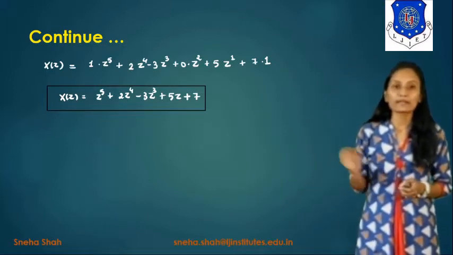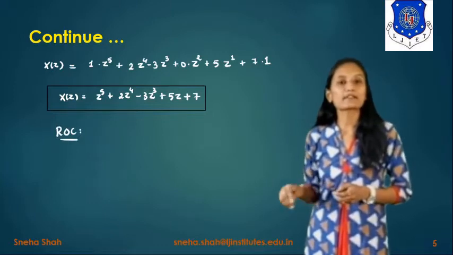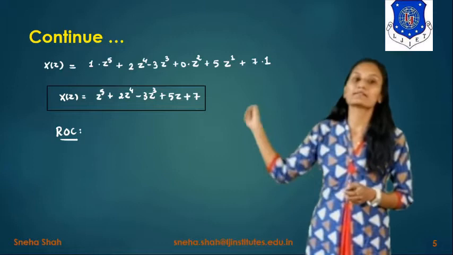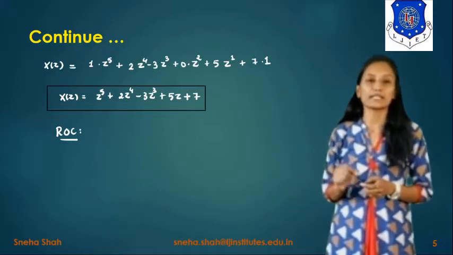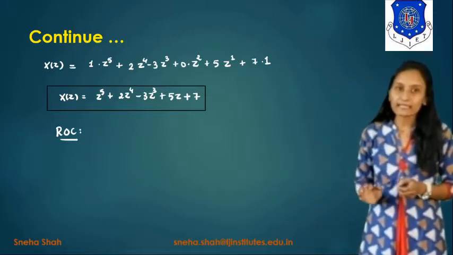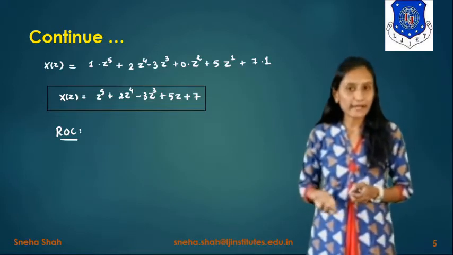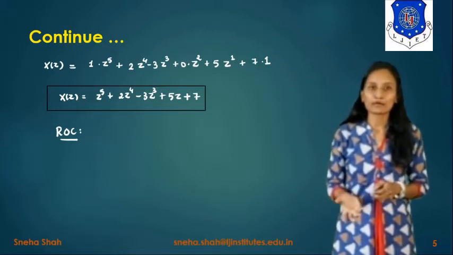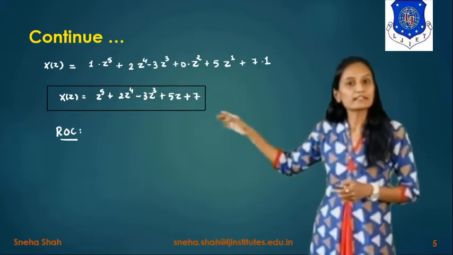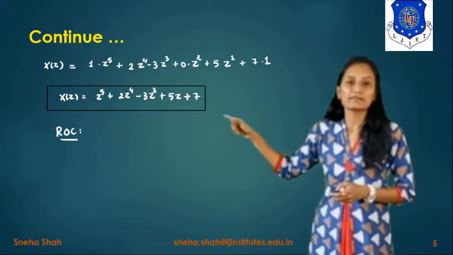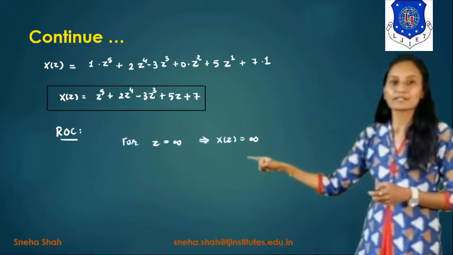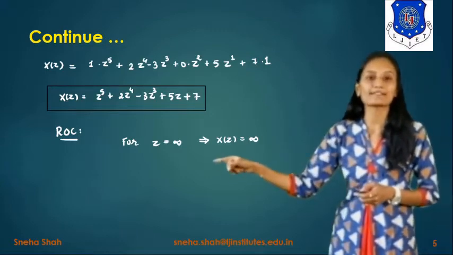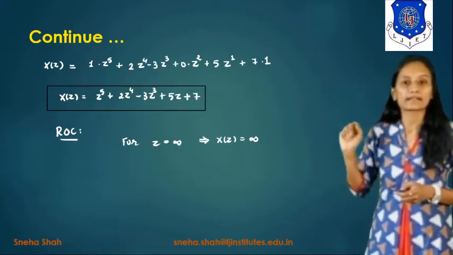Now we have to find out the ROC of this. So what will be the ROC for this? In this equation, if I put z equals infinity, then it will give you X of z equals infinity. For any other value of z, it will give you a finite output of X of z, right? So we will not include only z equals infinity. For z equals infinity, X of z becomes infinity, so we will not include z equals infinity in this transformation.